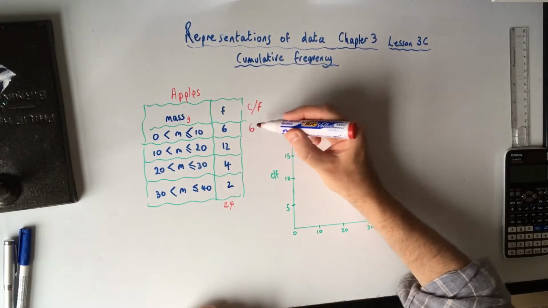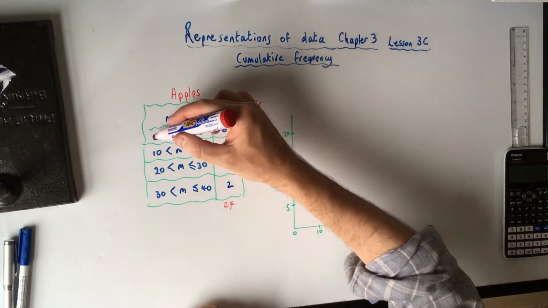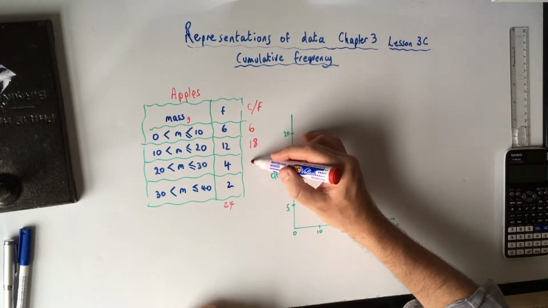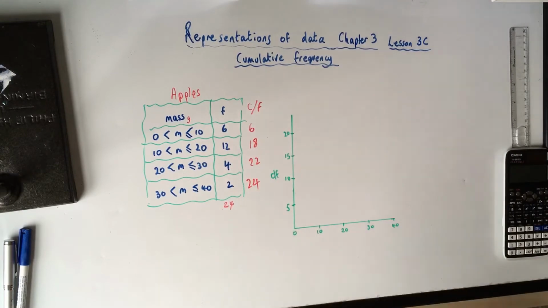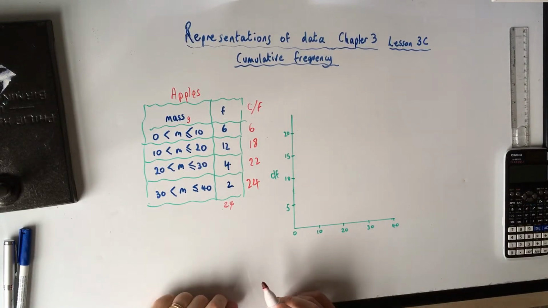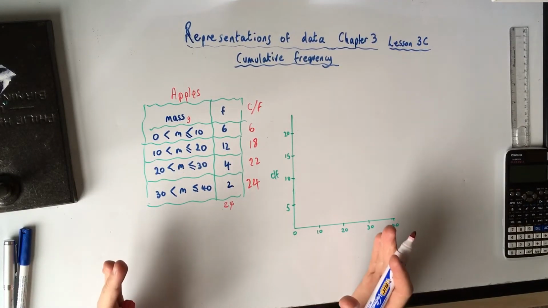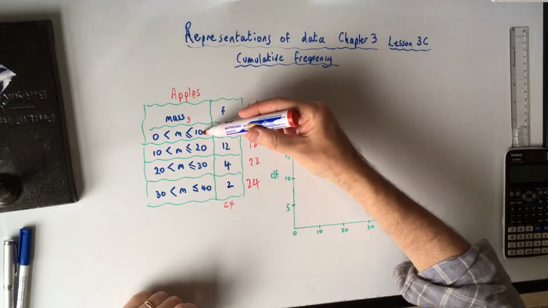So far we've only got 6, but in this 10 to 20 group, well, it's all of the apples from 0 to 20, so it's this 12 added on, so 18, 22 and 24. Okay, so we've added those up as we go along, and we're going to plot the cumulative frequency. Now this is where it works out as interpolation. What you must remember, what is key to cumulative frequency, is you plot at the end of the group. It's the only thing where you plot something at the end of the group, and you plot the cumulative frequency at the end of the particular group.